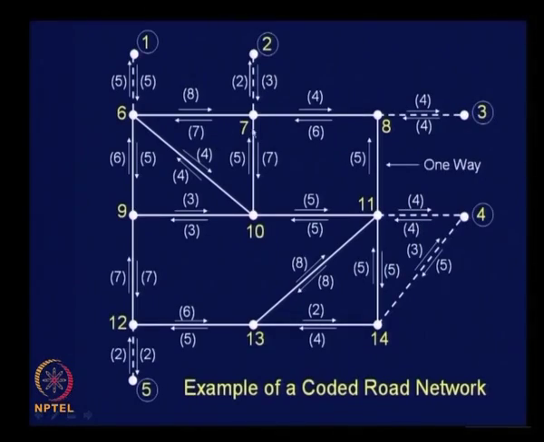Okay. So that is how we have to accept different numbers given for different directions of movement. For example, if you take link 7 8, 8 7 travel time is 6 minutes, whereas 7 8 travel time is only 4 minutes. There is a difference, significant difference, 6 minutes and 4 minutes.